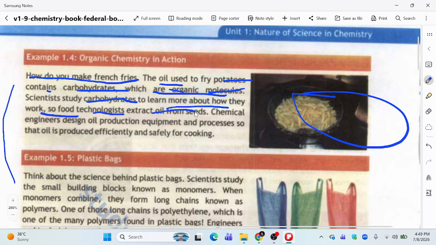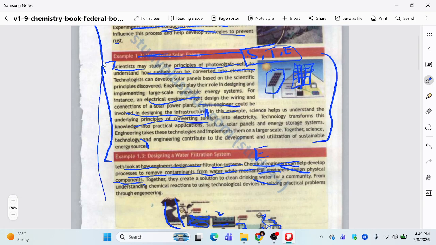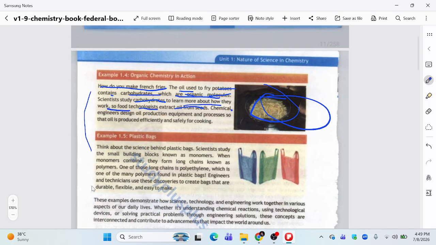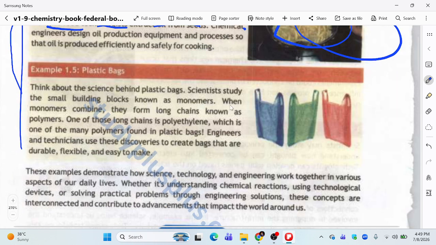Food technologists extract oil from seeds. So basically, that is what it is talking about over here. The main thing is from example 1.3 to example 1.1. These two are just normal examples. They could just give a separate topic later on, where it is a plastic bag. It's talking about how it is created.